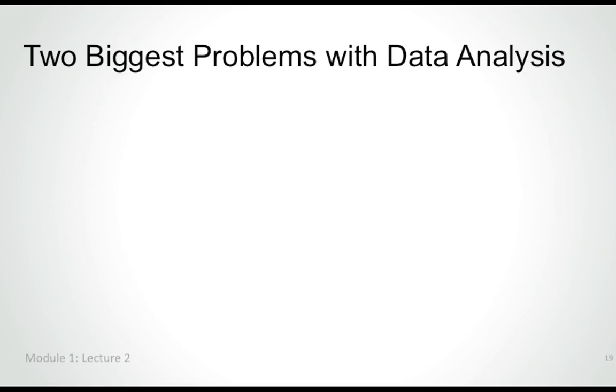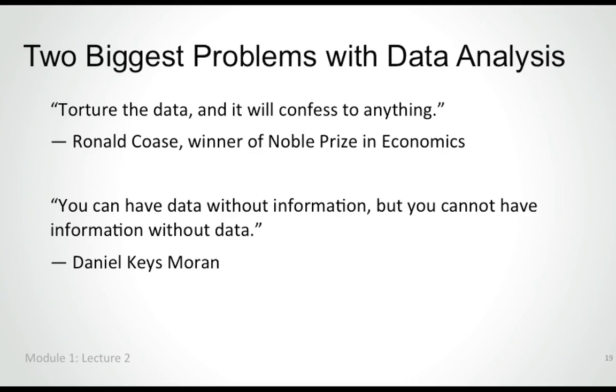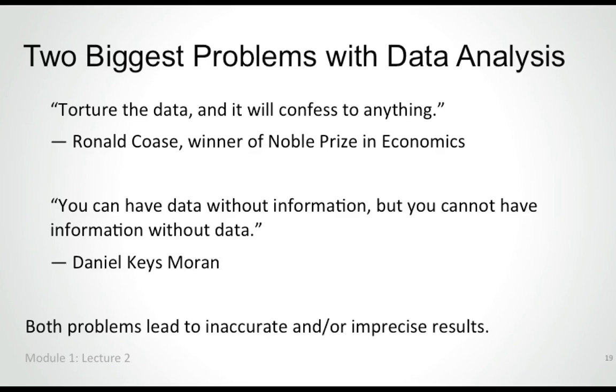Now that we have a better understanding of the difference between accuracy and precision, we can move on to the two biggest problems with data analysis. The first problem is torture the data and it will confess to anything. And the second problem is you can have data without information, but you cannot have information without data. Both problems, torturing the data and meaningless information, lead to inaccurate and/or imprecise results.